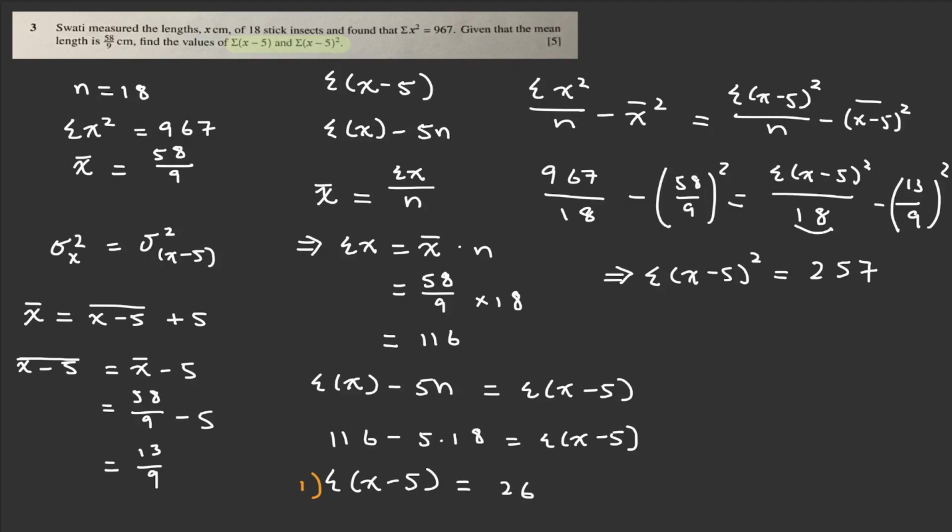So the final answer of this question, which is worth 5 marks, is sigma x minus 5 equals 26, and then sigma x minus 5 squared equals 257.